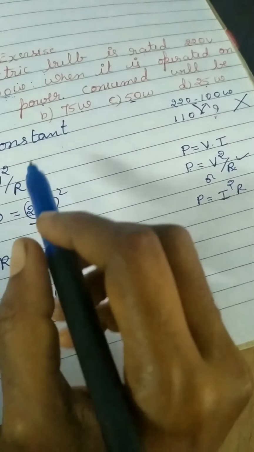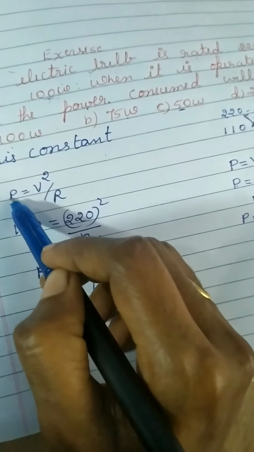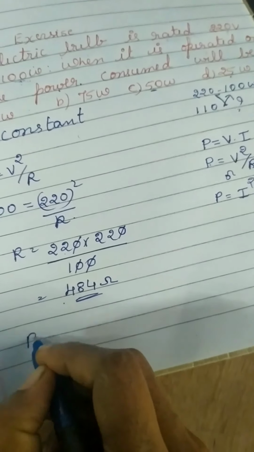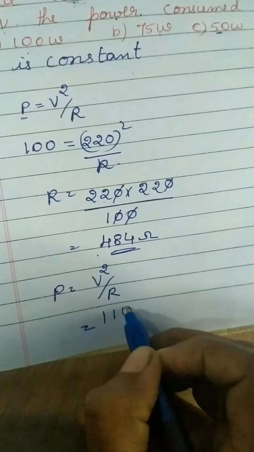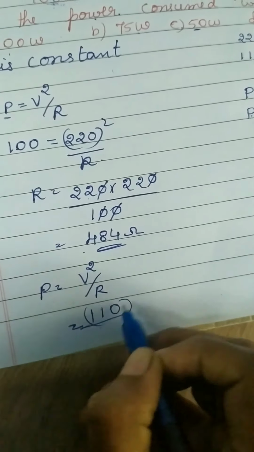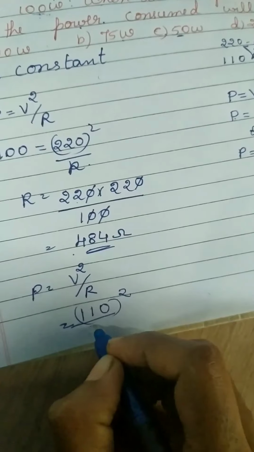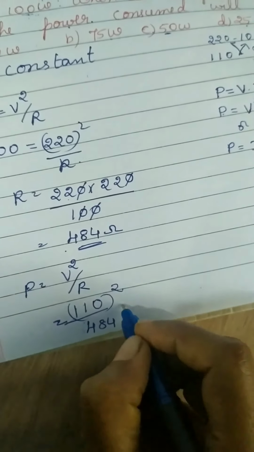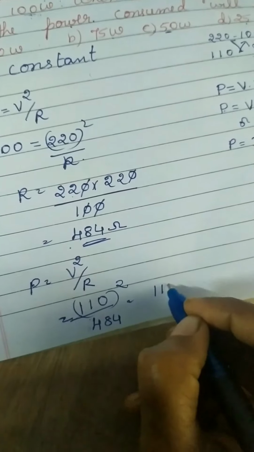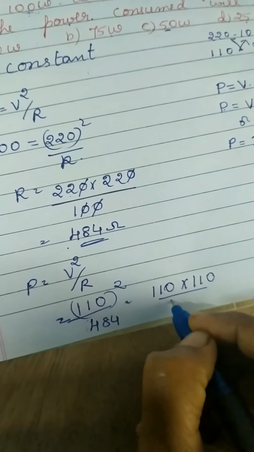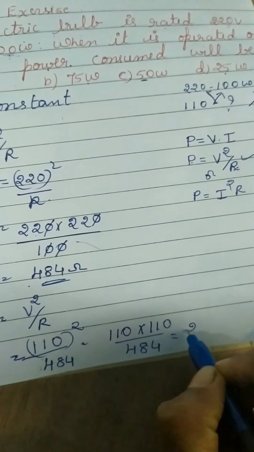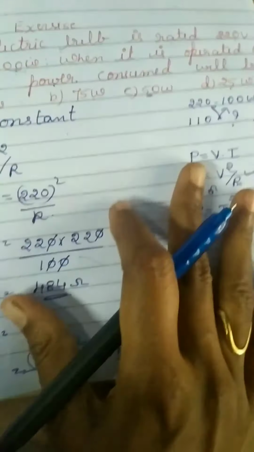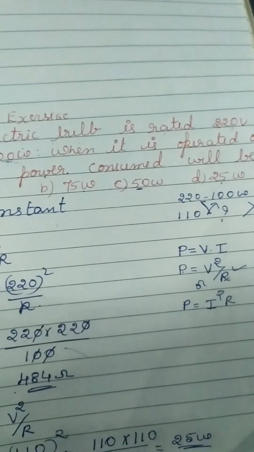So, easily we can now find the power. Okay. So, P is equal to V square by R. In this case, V is what? 110. So, 110 whole square divided by R, which is 484. That is, 110 into 110 divided by 484. So, it is 25 watt. So, the option D is the right answer.